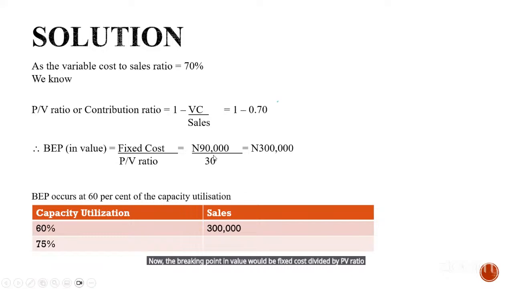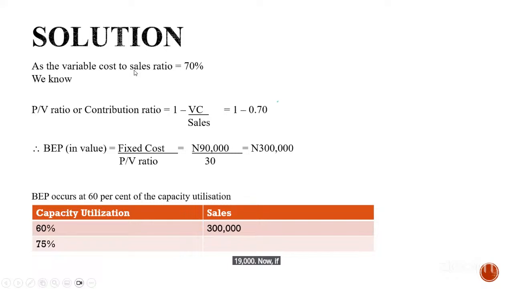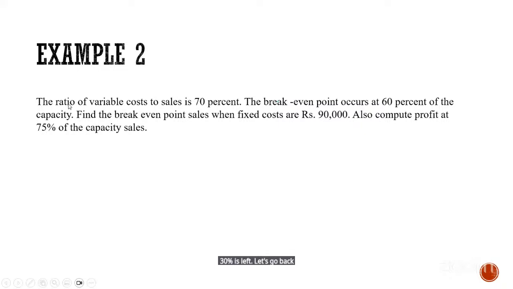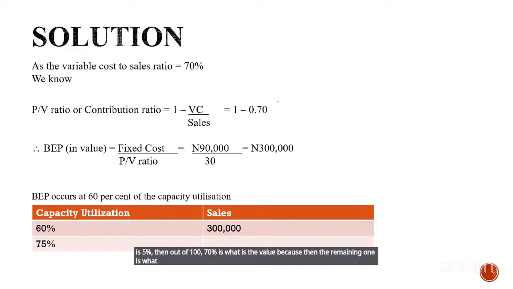What's the fixed cost? The fixed cost given to us is 90,000. Sorry, this is not Naira. It's supposed to be Rs. 90,000. Now, if the variable cost is 70%, it means 30% is left. Let's go back to the equation again. The variable cost to sales is 30%. Then out of 100, 70% is the variable cost. Then the remaining one is the other cost, which is the fixed cost. That is 90,000 divided by 30 will give us 300,000.